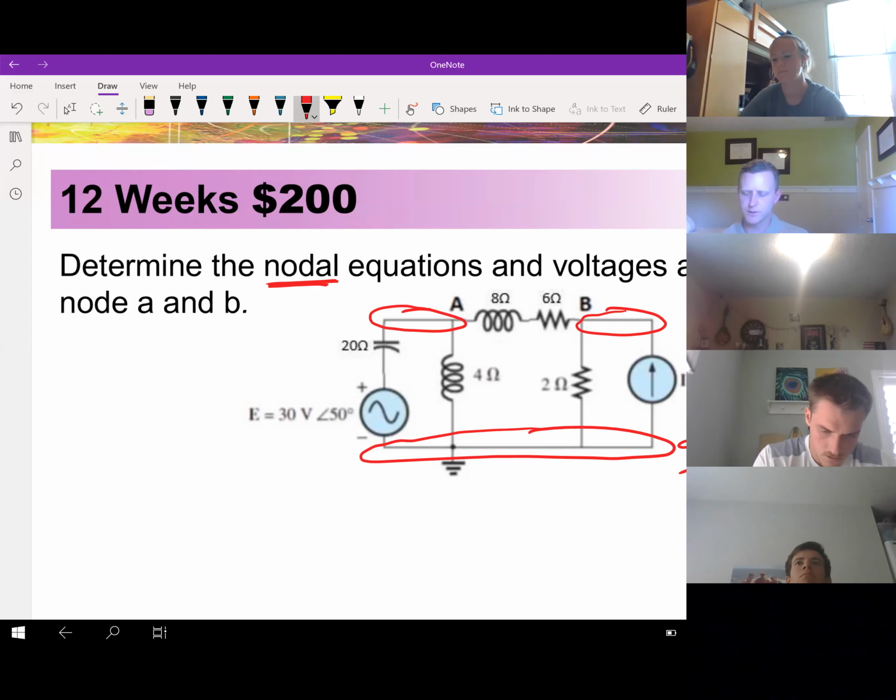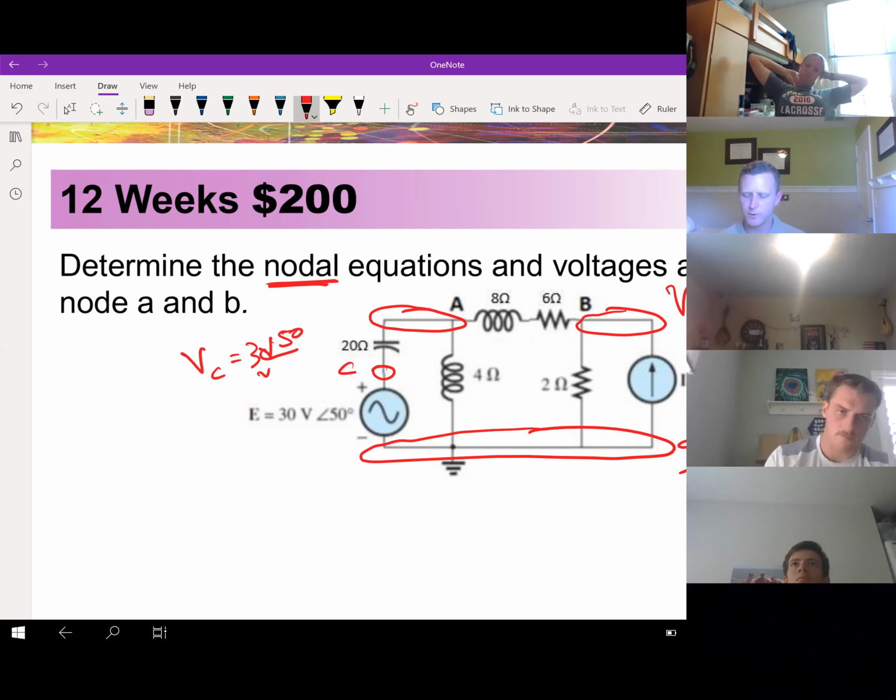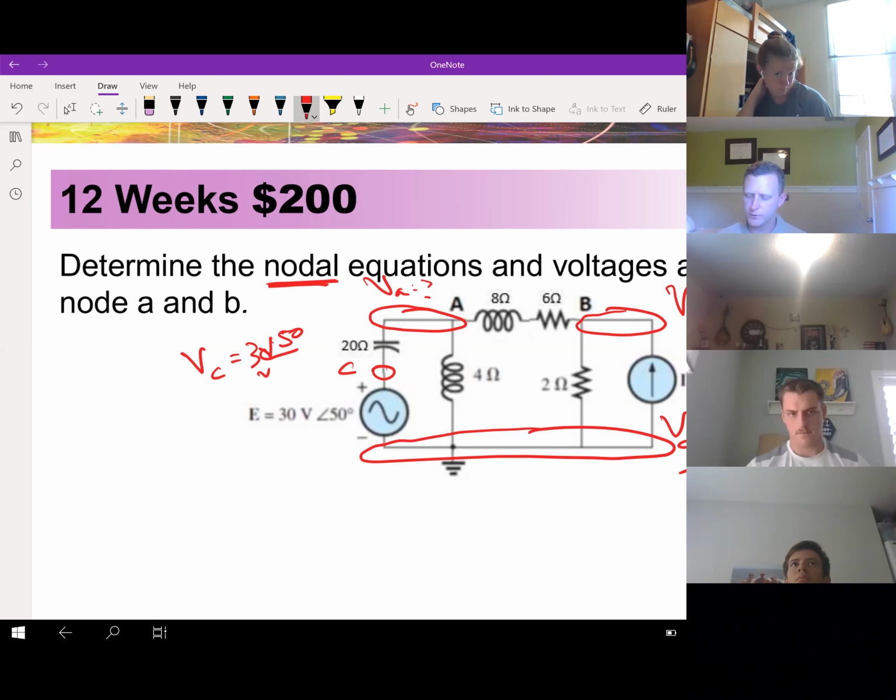The second step is to write the node voltages. VB, I don't know, so I'm going to write a question mark. And actually, there's one more node here. We'll call it C. The voltage at C is 30 angle 50. 30 volts angle 50 is the voltage at C. VA is unknown, and the voltage at ground is 0 volts. That's the second step, to label those.